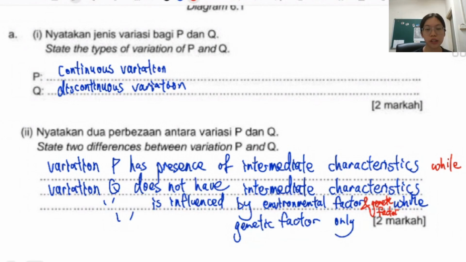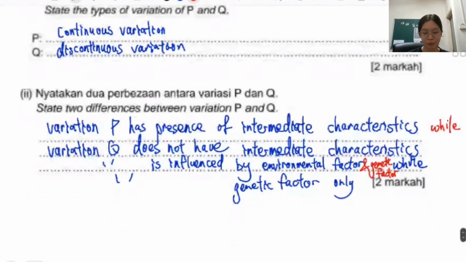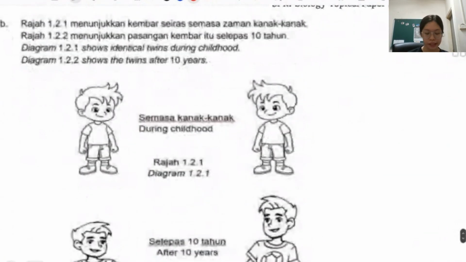But for this continuous, let's say blood group, okay, can it be influenced by environmental factor? No. Throughout these years, if your blood group is O, then you will straight out be blood group O. You won't change your blood group, right? So it is just influenced by genetic factor only. It won't be caused by environmental factor, then you change. No, right? Okay. Followed by the next one.